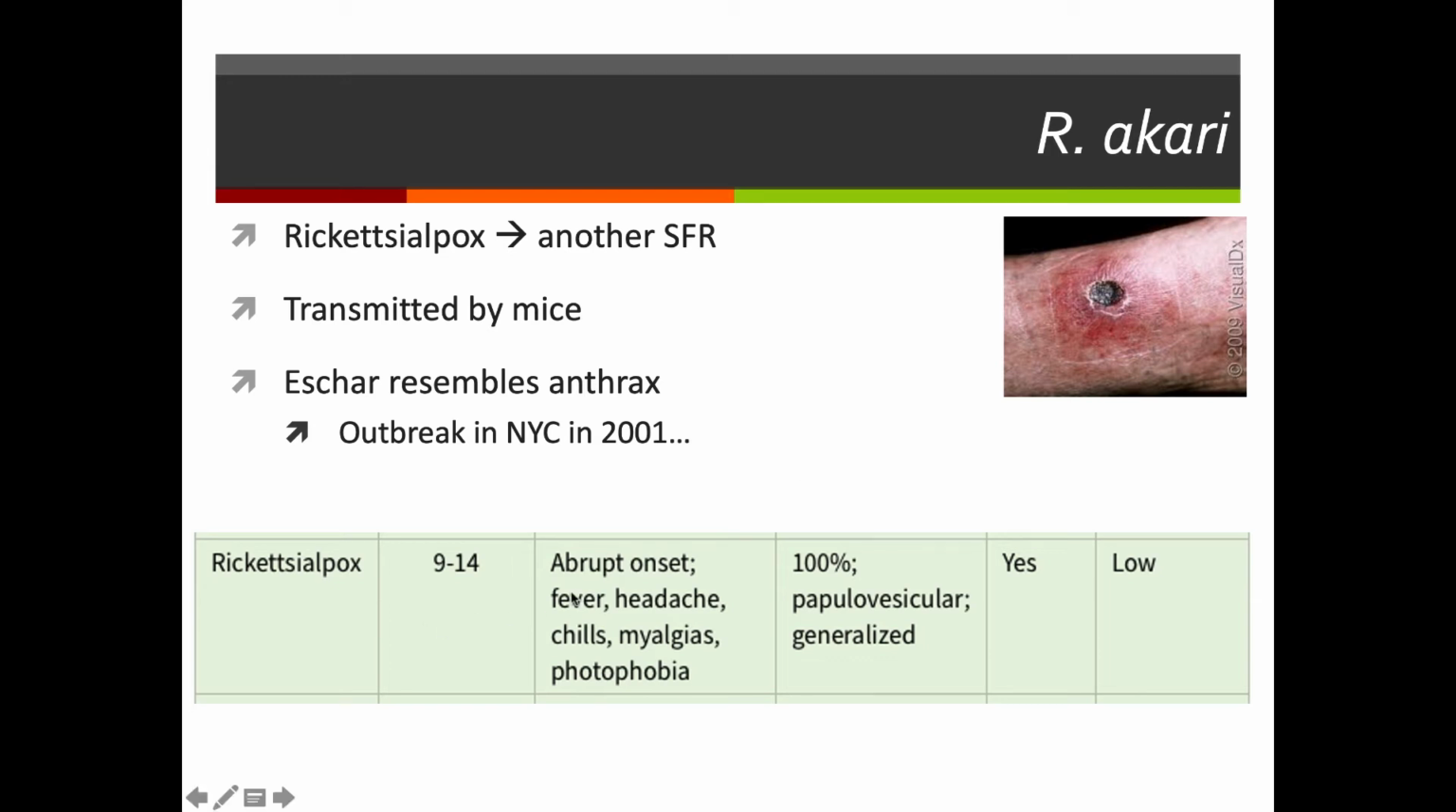We generally will have an abrupt onset of symptoms, which include fever, headache, chills, muscle pain, and photophobia. So this is not a fear of light. This is light sensitivity. If you've ever had a migraine, you probably have experienced some significant light sensitivity. That's what these patients will experience. 100% of them will develop a rash. It is a papulovesicular rash, so it's going to be more of a raised red rash. And it can be found really anywhere.